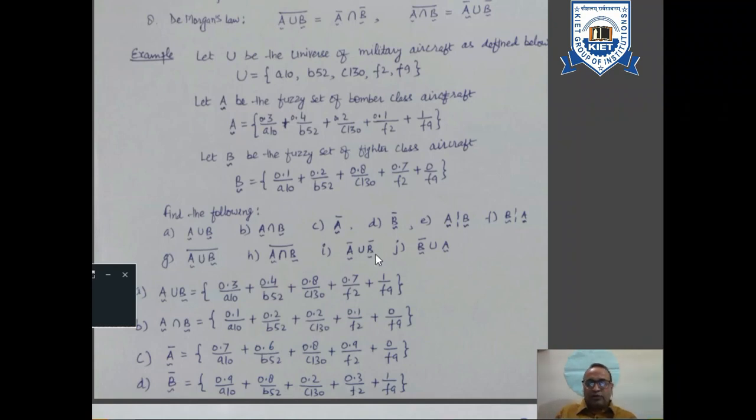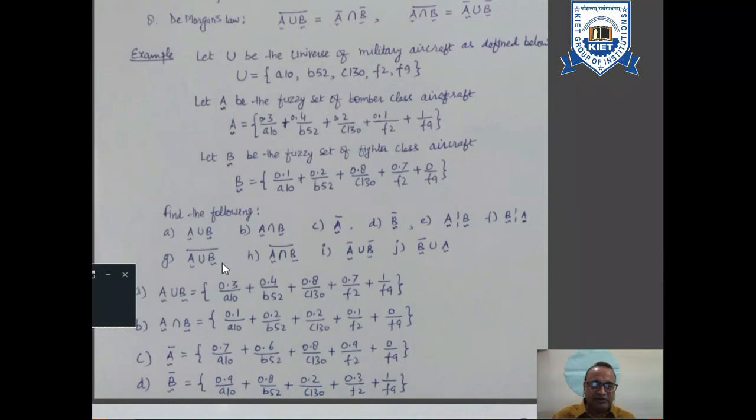Now, what is our task? We are asked to make different fuzzy operations. What is given to us? We are having a universe of discourse. We are having two fuzzy sets. Now we are asked to perform the union operation of these two fuzzy sets, the intersection operation of the fuzzy sets, finding the complement of fuzzy set A, finding the complement of fuzzy set B, then finding A union B and making its complement, and a lot of other operations are there which are asked to be performed.